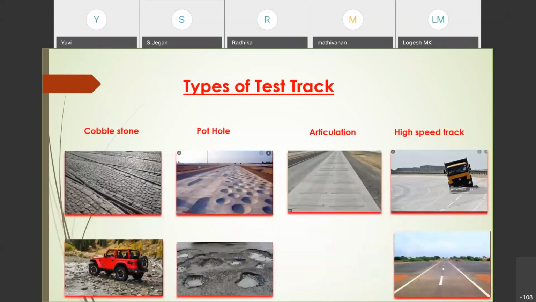So these are the types of test track. You can see the cobblestone, pothole, articulation, high-speed track. The upper picture shows you the test track road, and the one below is the public road, so that you can get some understanding.